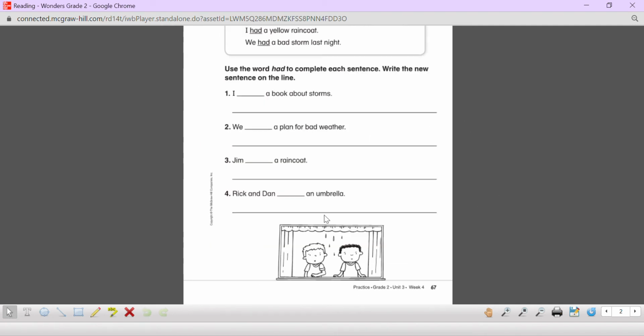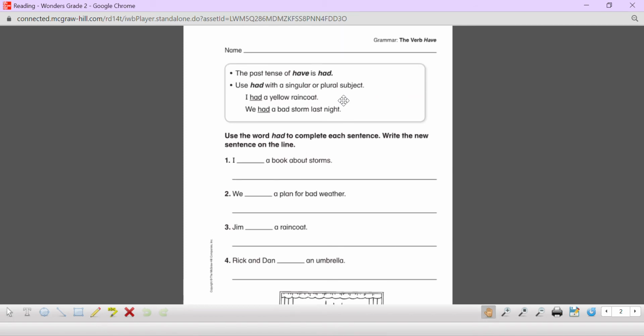And our next page, it says the past tense of have is had. Had. We've learned past tense, it means we did something in the past before. Like I had, maybe when you were little, I had a yellow raincoat. And maybe it was last night in the past we had a bad storm. So here, use the word had to complete each sentence. Write a new sentence on the line. This means we will write had in each blank.